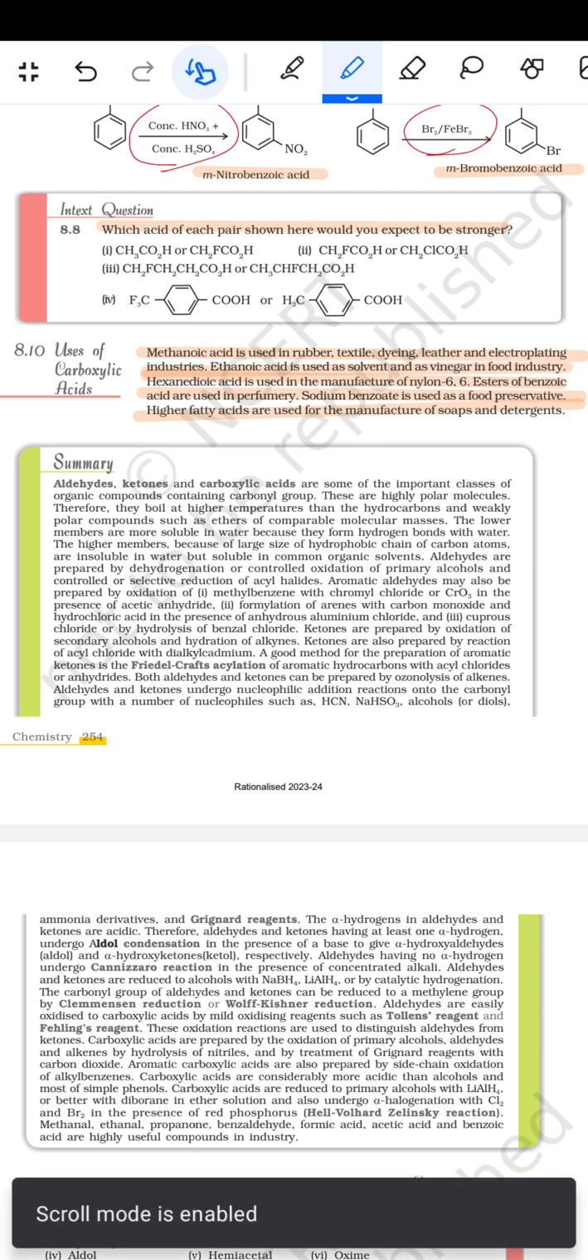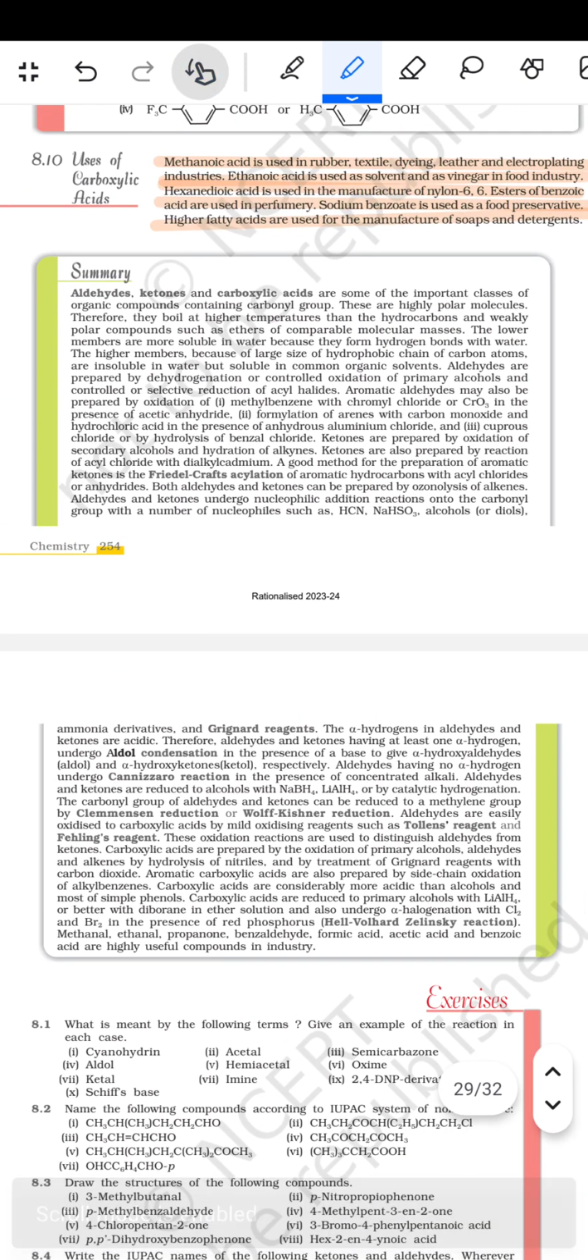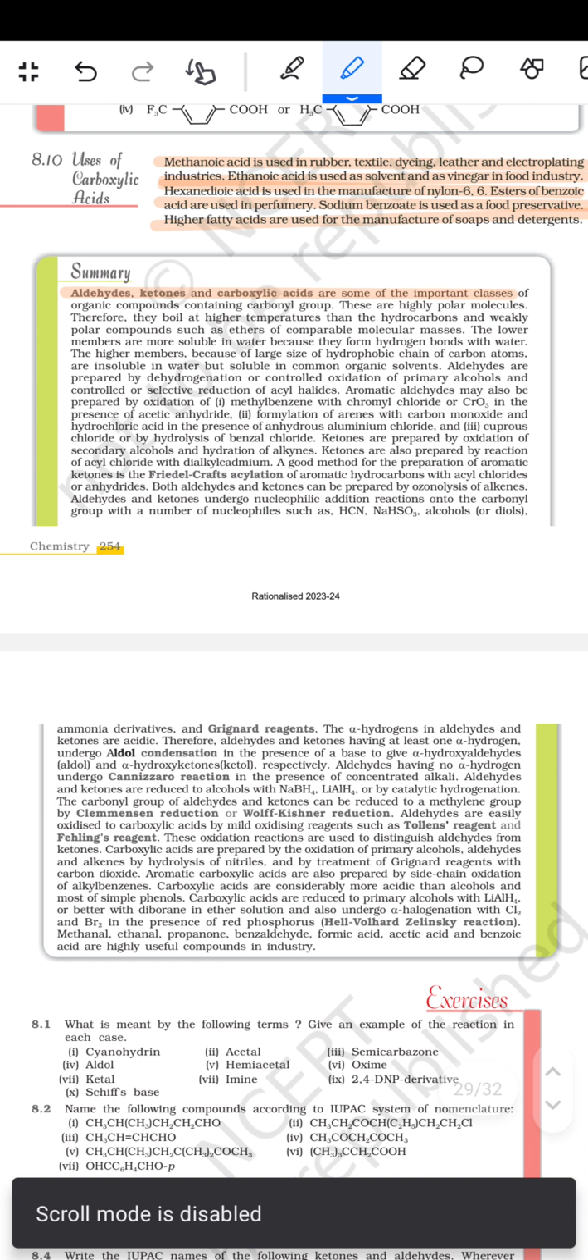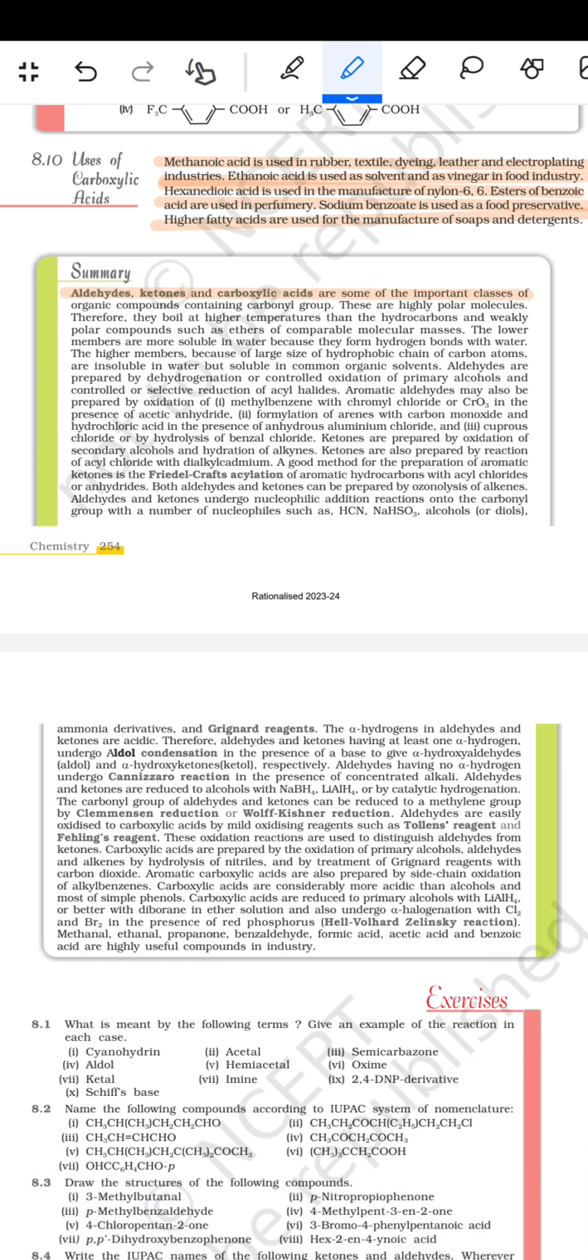Then comes the summary. Aldehydes, ketones and carboxylic acids are some of the important classes of organic compounds containing the carbonyl group. These are highly polar molecules, therefore they boil at a higher temperature than hydrocarbons and weakly polar compounds such as ethers of comparable molecular mass. The lower members are more soluble in water because they form hydrogen bonds with water. The higher members, because of the large size of the hydrophobic chains of carbon atoms, are insoluble in water but soluble in common organic solvents.